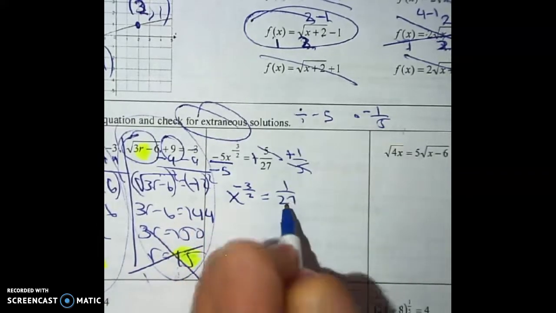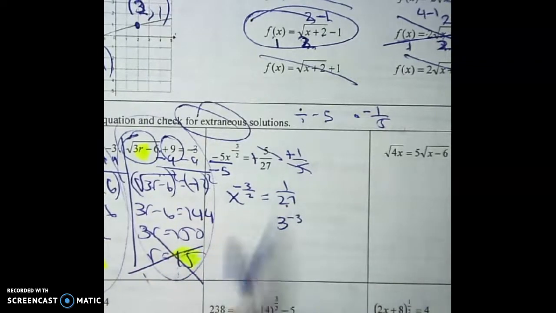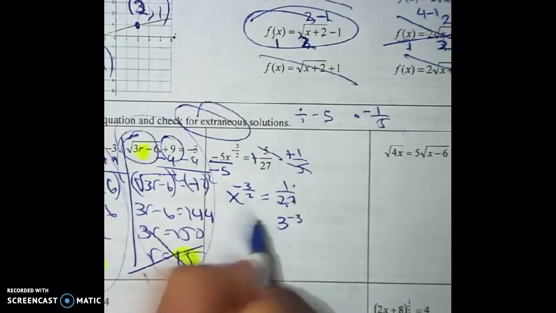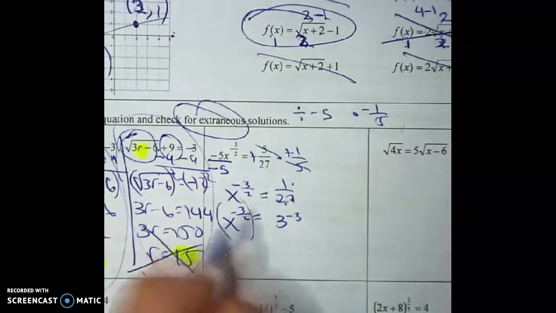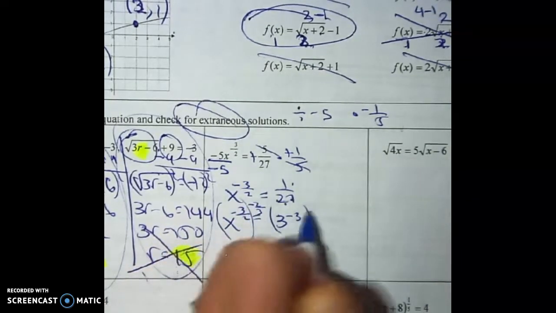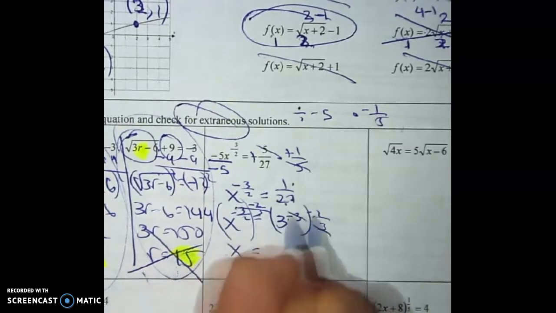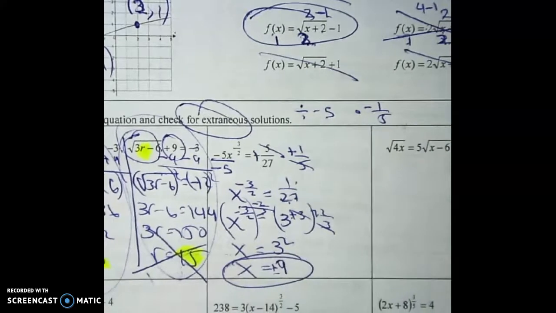Remember when I said whenever you have a fraction, it means you're going to have a negative exponent, which is 3 to the negative 3. How did I get that? 27 is 3 cubed, but I need to bring it to the top, so it's negative. All right, now I'm going to multiply by the reciprocal, negative 2/3. Negative 2/3 by x equals, a negative and a negative make a positive, equals 3 squared. X equals 9 plus or minus. Okay? Why is it plus or minus? Because it was an even root.